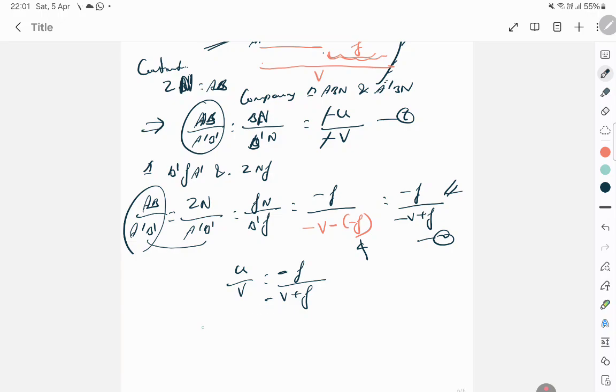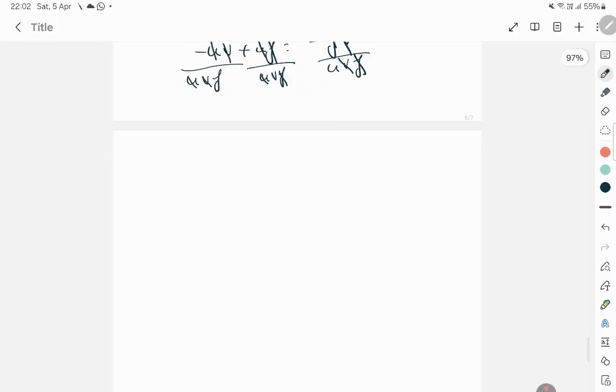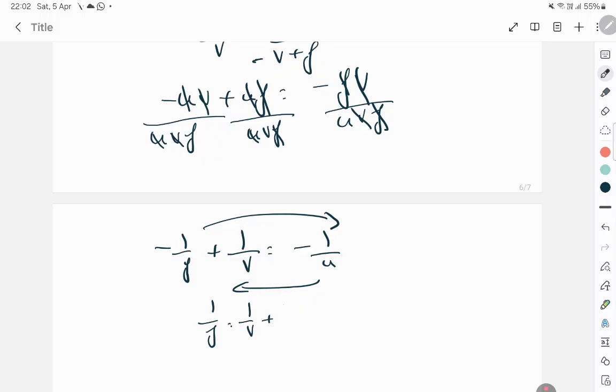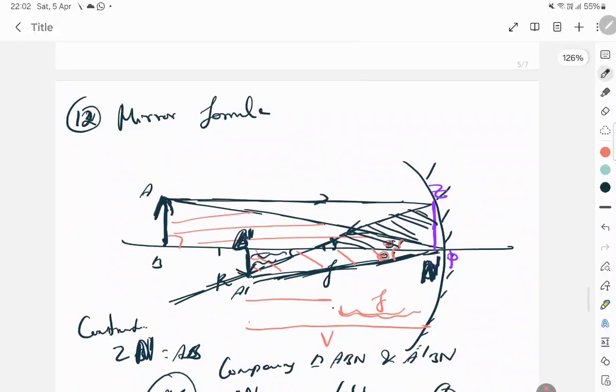So cross multiplying, minus UV plus UF is equal to minus FV, divided throughout by UVF. The common terms get cancelled. So thus you have minus 1 by F plus 1 by V is equal to minus 1 by U. You can take this to the side. So you get 1 by F is equal to 1 by V plus 1 by U, which is the mirror formula, and this is the way you should do after plugging in all the sign conventions.